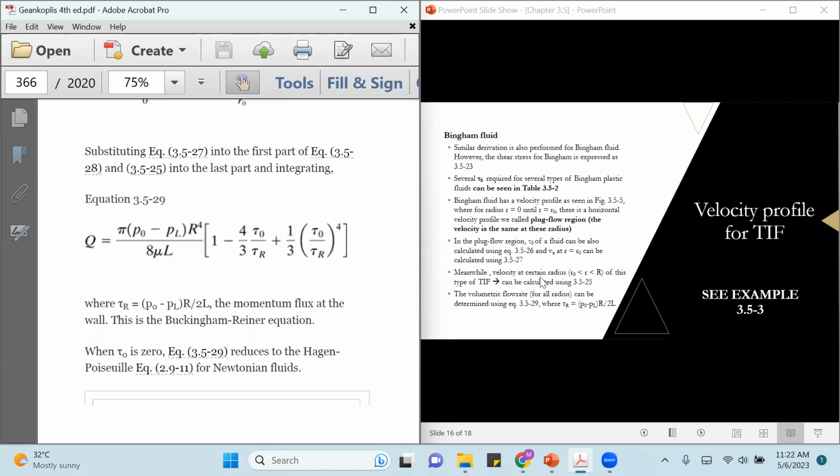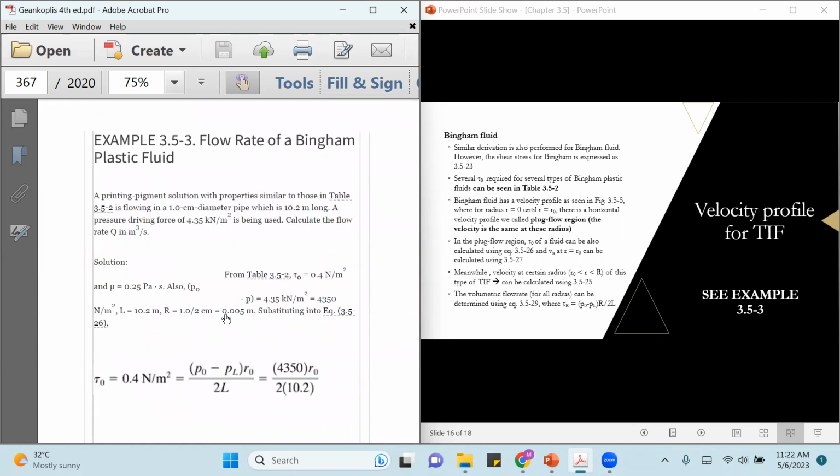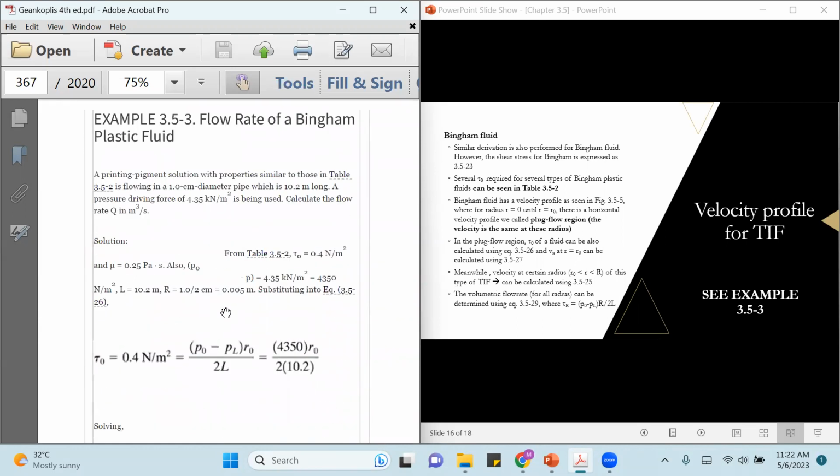Okay, so we go to example 3. We have a printing pigment solution with properties similar to those in table 2, flowing in a 1 centimeter diameter pipe. So this is the D of the pipe, this is the L. And then this is the pressure driving force, delta P, or P0 minus PL, the pressure drop between the two ends of the pipe. Calculate the flow rate Q. So we will use equation 29 at the end.